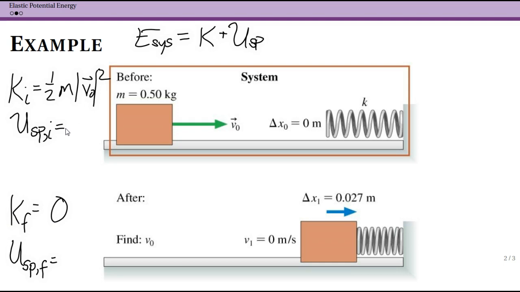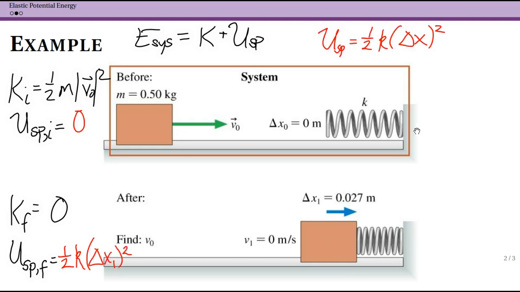We then need to define our initial spring potential energy and our final spring potential energy, remembering that spring potential energy was given by 1/2 k delta x, in this case squared. Initially, our spring was sitting at equilibrium length, so its potential energy at that point was 0. Now our spring is compressed, so we would plug this value in to get the energy.